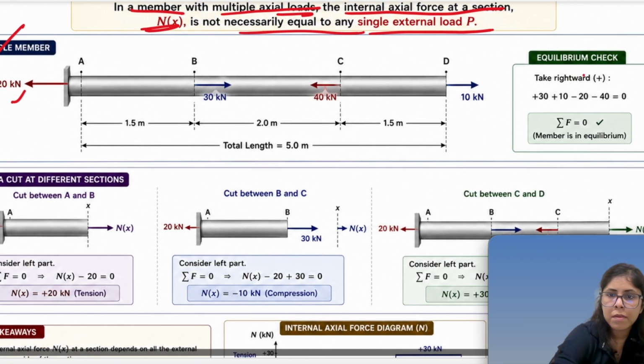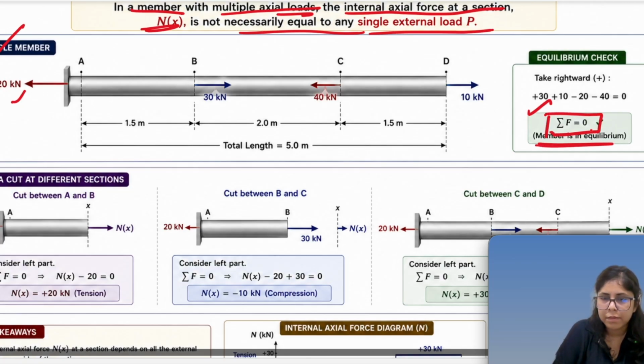Take rightward as positive. That means 30 positive, 10 positive, 20 negative, 40 negative. So equilibrium should be checked. The summation of all forces in any single direction should be 0. That is equilibrium. If I add all the forces, ΣF comes to 0. That means the member is in equilibrium, so it will not move.